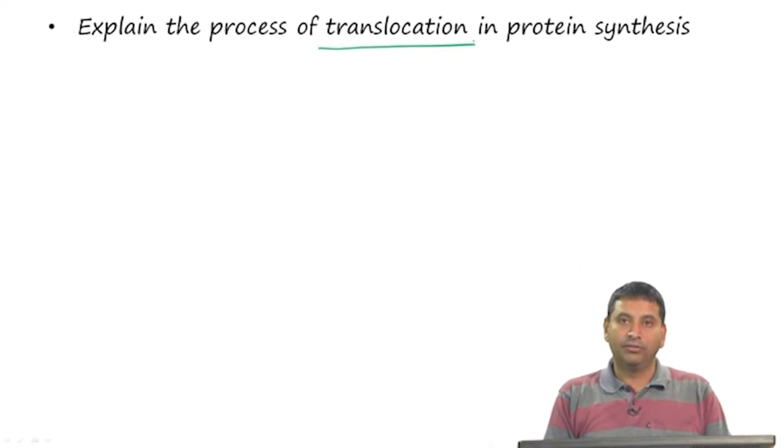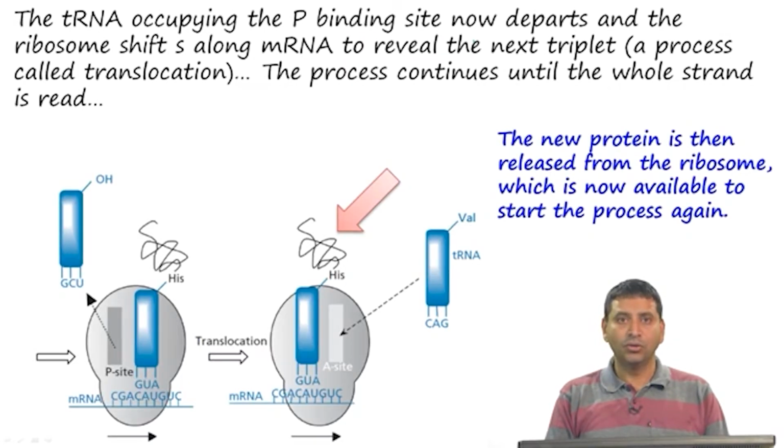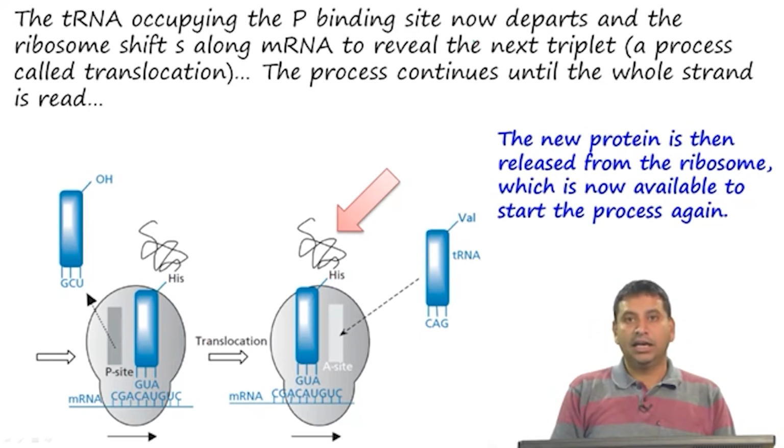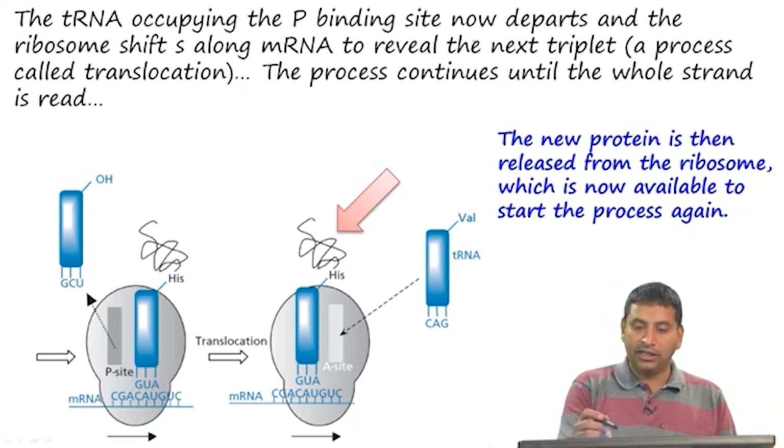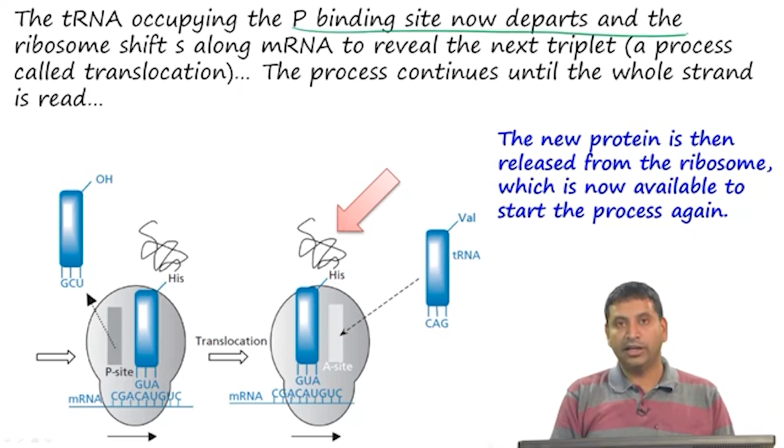So, again we have looked at protein synthesis in some bit of detail, and here translocation is a very important component in protein synthesis. What happens is that once the tRNA occupies the P binding site, it forms the peptide bond, and then it departs. The tRNA in the P binding site departs, and the ribosome shifts along the mRNA.